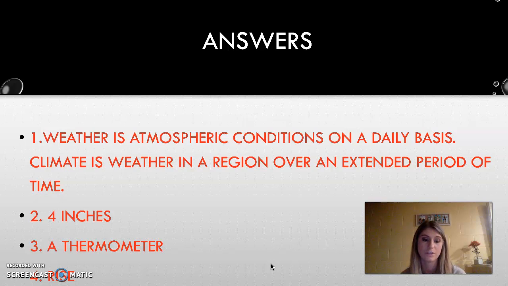Some examples you could have said that would all be correct are rain, snow, sleet, ice, hail. Those are all forms of precipitation, and remember they are determined by the temperature on what kind of precipitation we have.